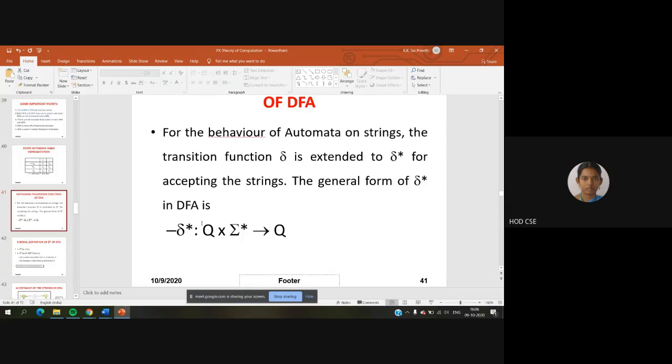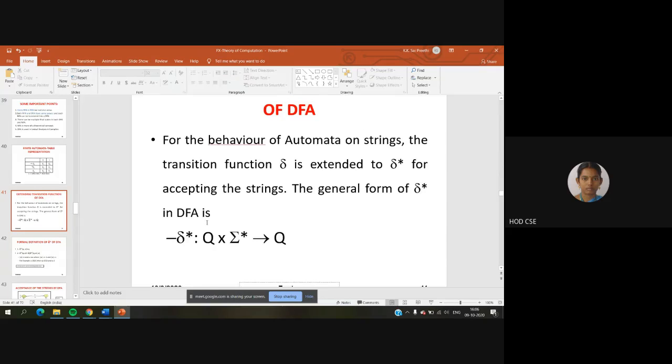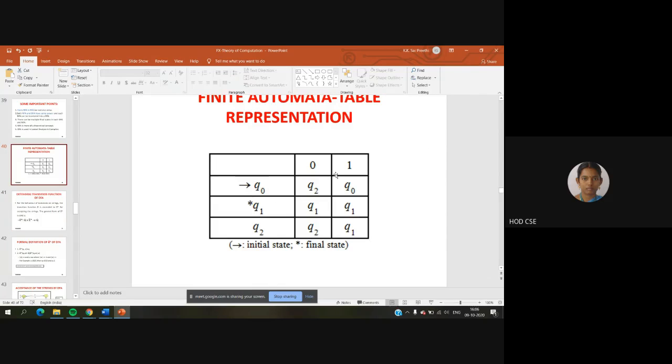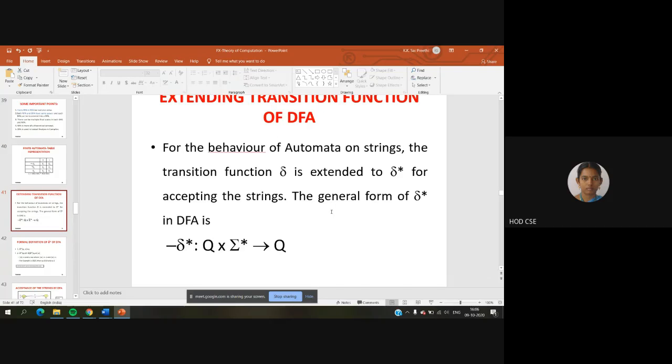This is about the extension of the DFA. The extension is nothing but how the DFA can be used to recognize a string. Because from the diagram and table, we have how a state can be used to recognize a symbol. We have the column for the symbol alone, 0, 1, likewise. We cannot have a column for a string. So we have to extend the power of the DFA in order to accept strings.